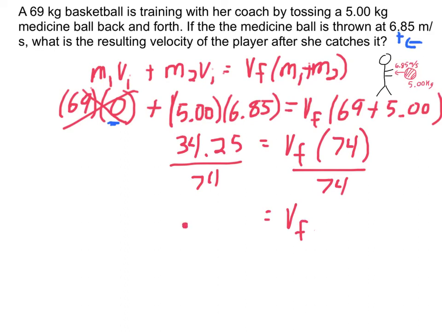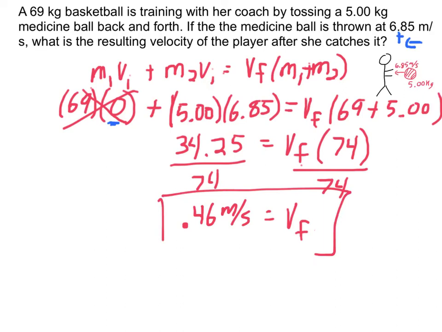0.4628. And let's look at sig figs. I have 3 sig figs up here, 3 sig figs here, but 2 sig figs in the mass of the basketball player, and the mass of the basketball player is used in this problem, so I have to go with 2 sig figs. 0.46 meters per second would be my answer. So the girl's going to get, if you will, knocked backwards, which I'm calling positive. It's going to get knocked backwards at a rate of 0.46 meters per second.